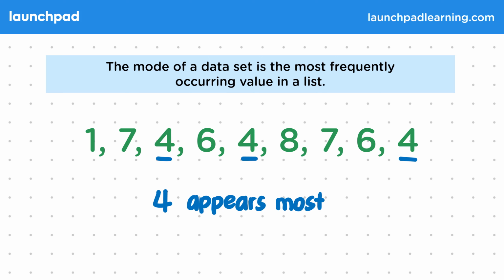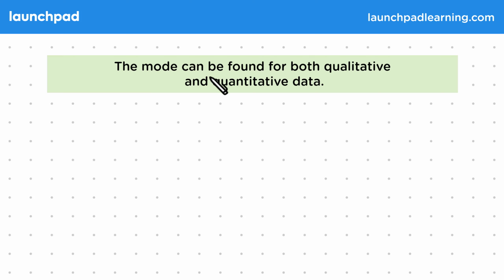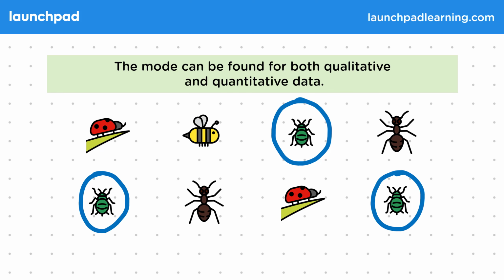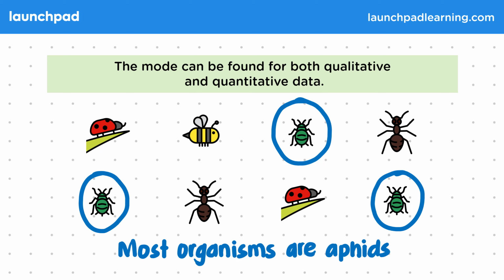So can mode be used for qualitative data? The mode can be found for both qualitative and quantitative data. To find the mode in this data set, we just have a look at which kind of insect occurs more frequently than others. In this case, most organisms are aphids. We can find a mode for qualitative data unlike other measures because we only care about frequency, not ordering or the numerical value of the data.